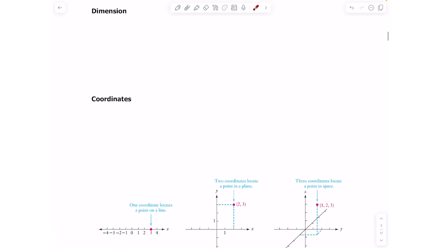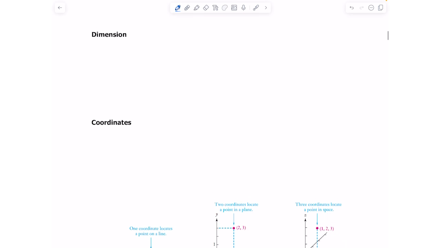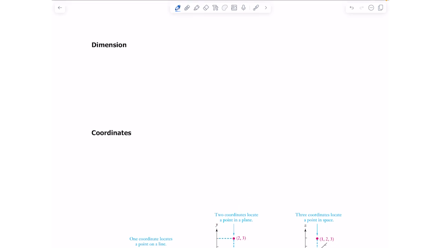So we're going to talk about dimensions, right? And when we say dimension, we're referring to the dimension of an object. And what we mean is the number of independent directions in which you could move if you were on the object. So that's how I want you to think of dimension.